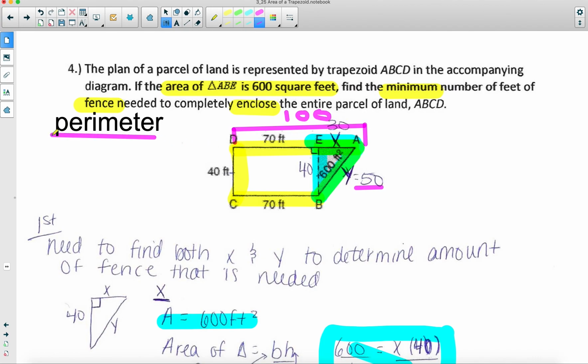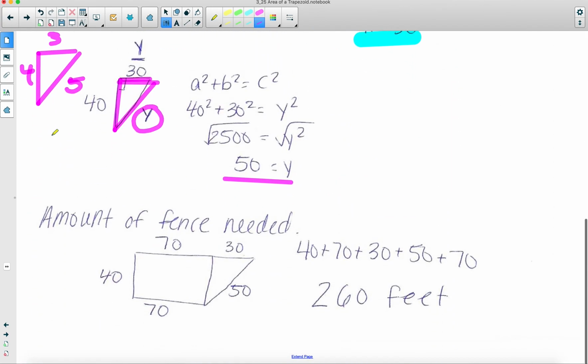So to find the perimeter, let's scroll down. We have this side here, which encompasses the 70 and the 30 feet. This side, which encompasses 40, we go across at 70, and we go diagonal at 50. Add everything up, and the amount of fencing needed is 260 feet. It's not squared because, again, this is perimeter. Perimeter is one-dimensional. Area would then be squared.